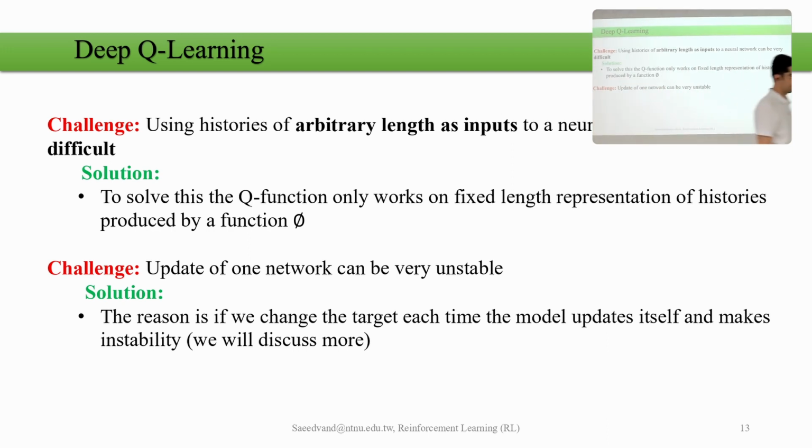Another challenge is that updating one network can be very unstable. Why? I think in the next slide I have it, I don't need to draw it. In supervised learning, we have data and labels to calculate the loss. But here we don't have labels, and all the Q values come from one neural network.